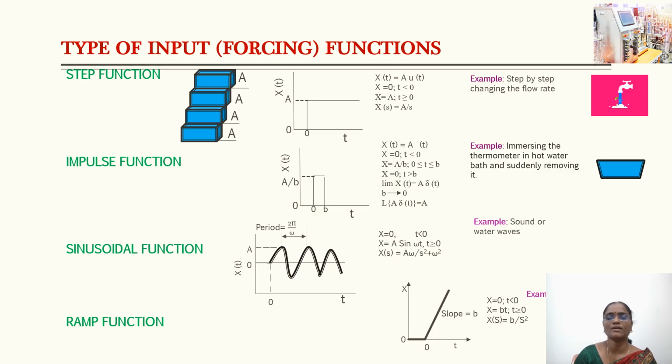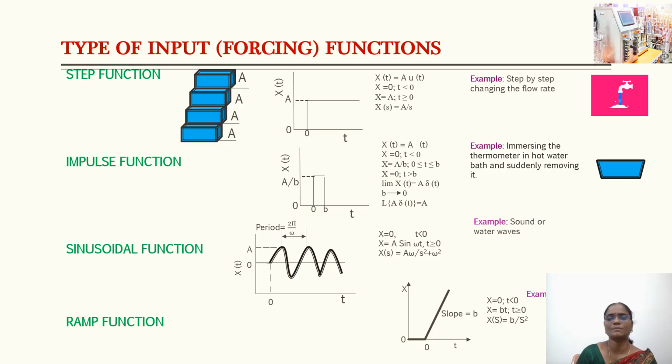We are going to discuss five types of inputs: step input, impulse input, sinusoidal input, ramp input, and exponential input. First we will see the step input or step function. The step function has the form x equal to 0 when time is less than 0, and x equal to A when time is greater than or equal to 0. That is, the Laplace transform X of s is A upon s. So the step input Laplace form is A upon s.